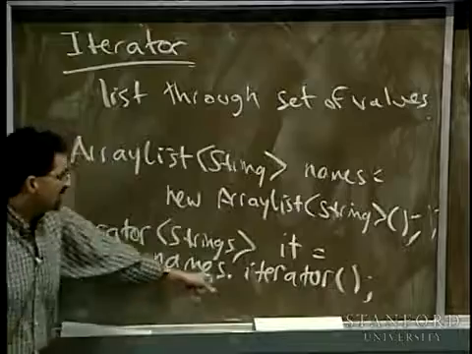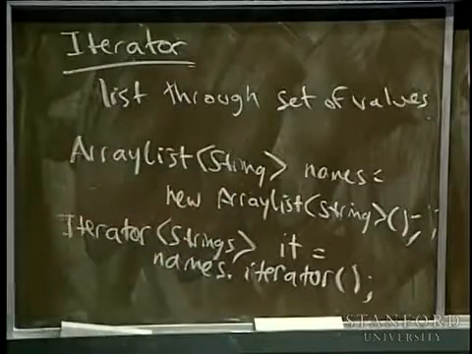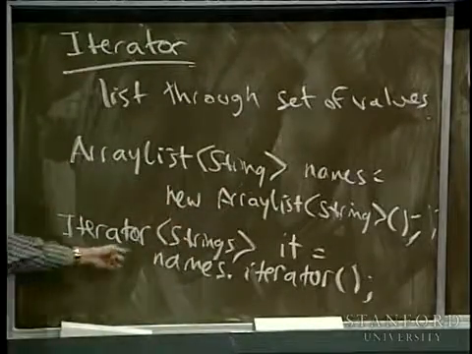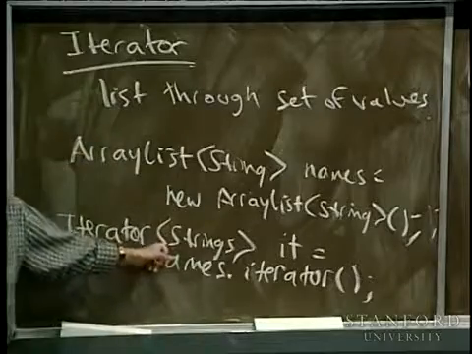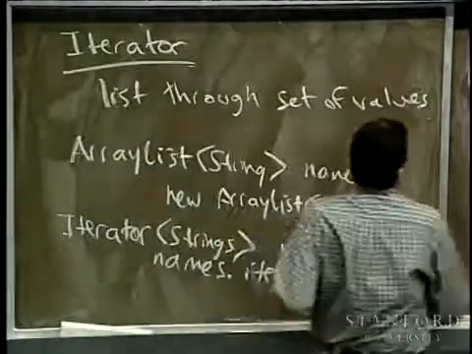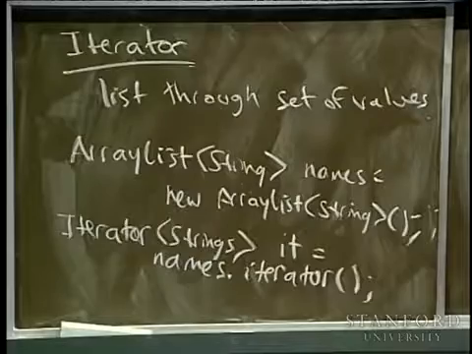So what this method does is it says, hey, array list, give me an iterator over your values. And what you get is something whose type is iterator of strings. Now, how do you actually use that? Here's how you use it.